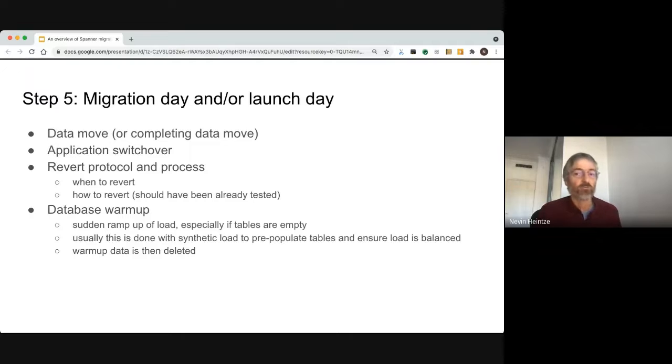Here's where you find out if all of your planning and testing have been effective. And obviously, you really want migration day to be problem-free. Now, one of the very important aspects of migration day is knowing what to do if you run into problems.